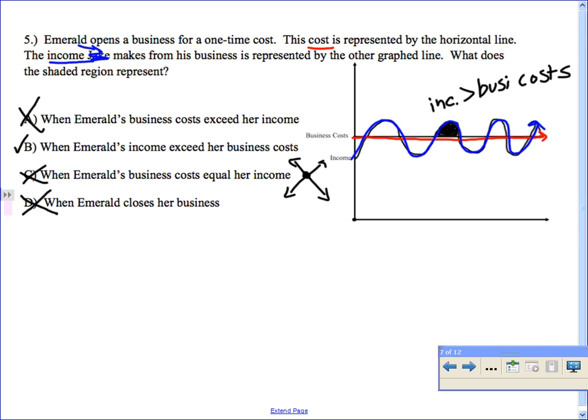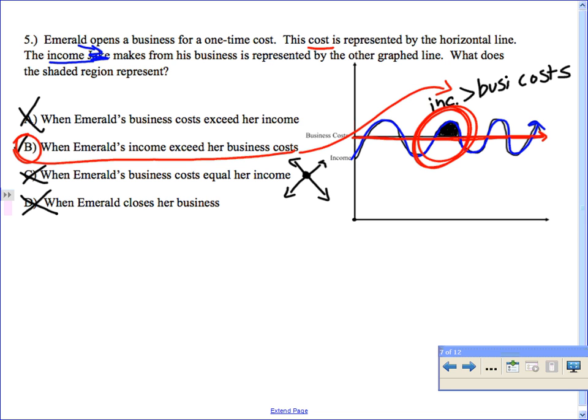She's not going to close her business if she's making more money than she's spending on the company. So that's a good thing. You want the income that she's getting from the company to be bigger. B is the only one that works, that represents our graph and what we talked about over here. Remember that cost line was the red one. The blue line represented the income. And if you look at this spot right here that I'm circling, blue is greater than red, which means the income is greater than the business cost.